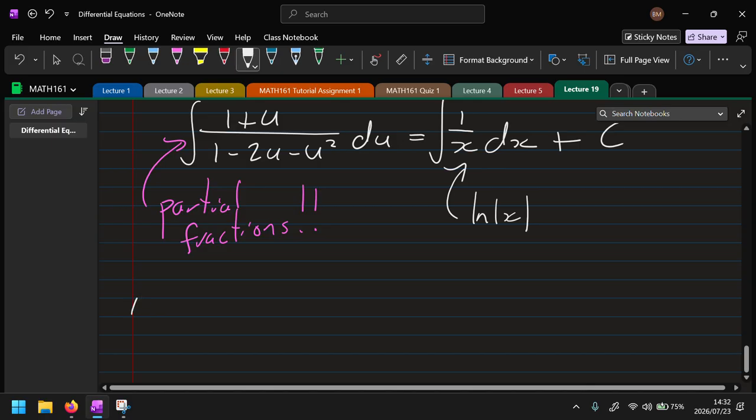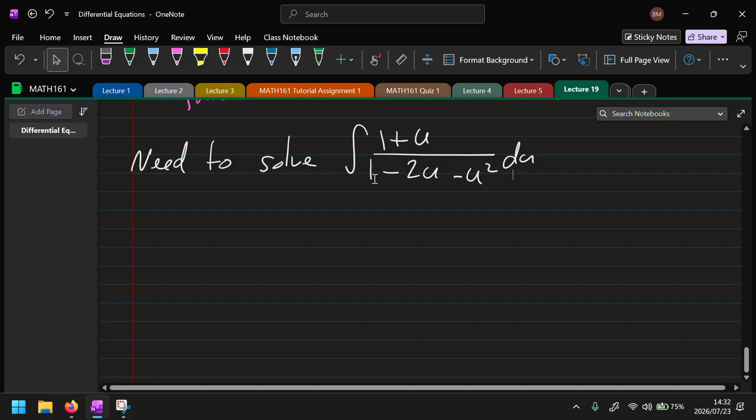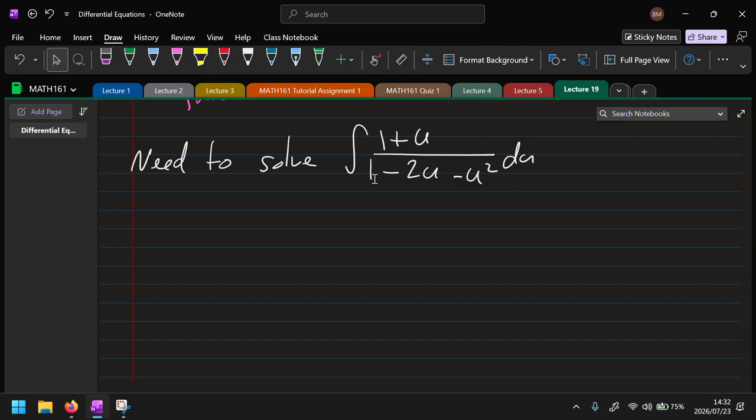Okay, so we need to solve the integral 1 plus u over 1 minus 2u minus u squared du. Yeah, we need to figure this out. So let's think back to our partial fractions. Remember step 0, that was checking the degree of the numerator and denominator. So the top needs to have less degree than the bottom. Otherwise we have to do long division. So the top one has degree 1, the bottom there has degree 2. So that's fine. Okay, we don't have to do the step 0.